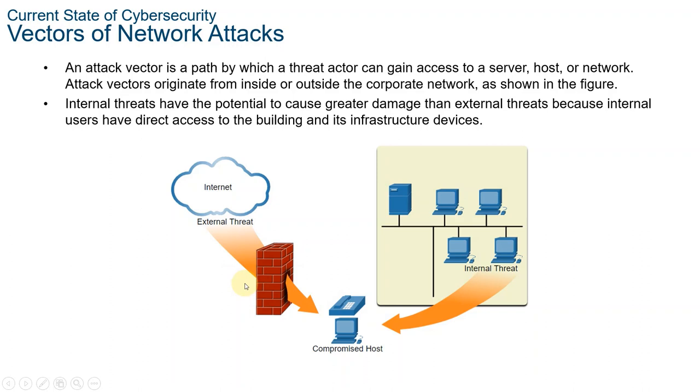Next would be vectors of network attacks. An attack vector is a path by which a threat actor can gain access to a server, host, or network. Attack vectors originate from inside or outside the corporate network, as shown in the figure here. We've got the external threat, the internal threat, and this is our compromised host. For example, threat actors may target a network through the internet to disrupt network operations and create a denial of service, or DoS, attack. These threats are, as shown here, internal or external.